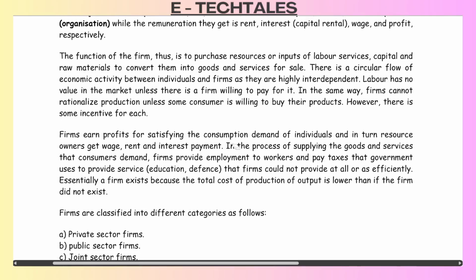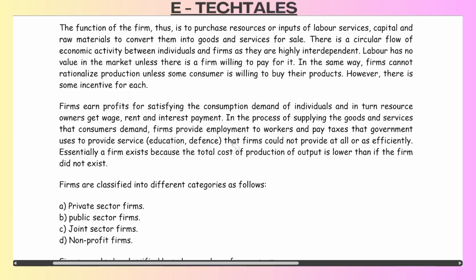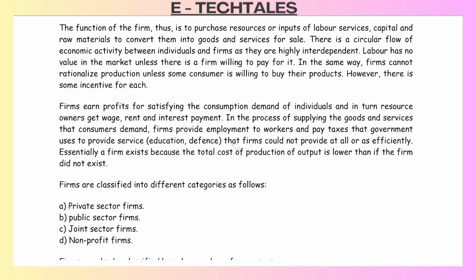Okay, demand for consumption of different goods and services. They have to fulfill that, right? So firms earn profits by satisfying this demand, and in return, resource owners receive wages, rent, interest payments, etc. By supplying goods and services, firms provide employment and pay taxes, which the government uses to offer services that firms cannot efficiently provide, such as education and defense.